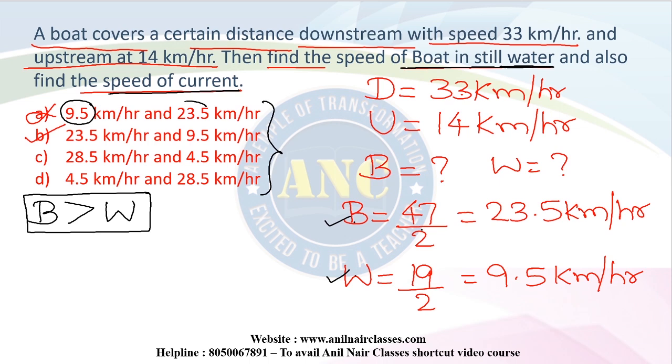9.5 is not greater than 23.5. Answer option A is definitely ruled out. 4.5 is not greater than 28.5. Answer option D is definitely ruled out. So in option B and option C, there are cases where the first value is greater than the second value. So we really don't know which is correct out of that.